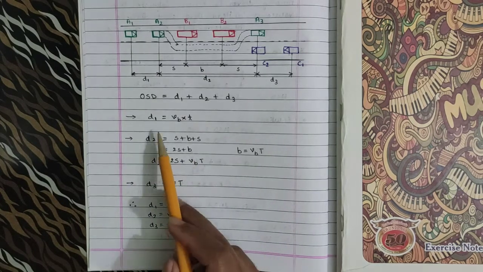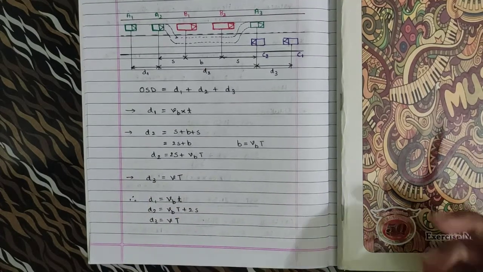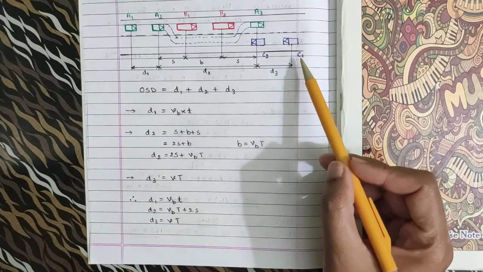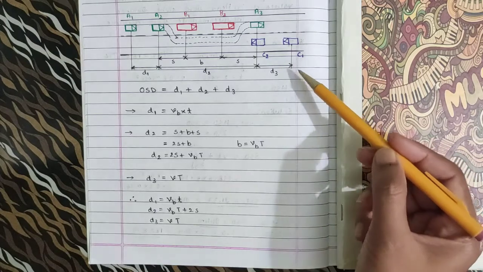Now you know what D1 and D2 are. Next, coming to the D3 part. As I said, D3 is the distance traveled by vehicle C. This vehicle C is traveling at the design speed.